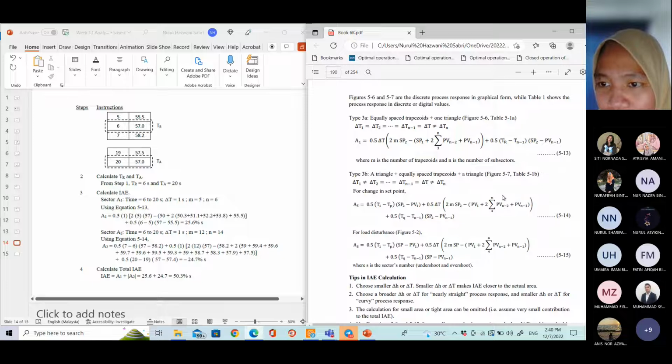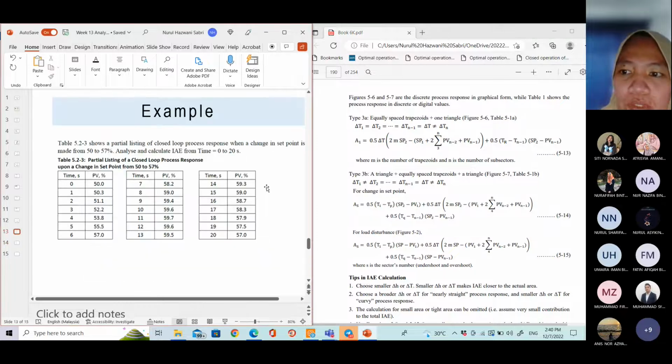This one is quite confusing, but what is meant here is that you need to get the total from PV1, which is 58.2, until 57.9, which is PVN minus 2. Because you take only the trapezoid area. Okay?